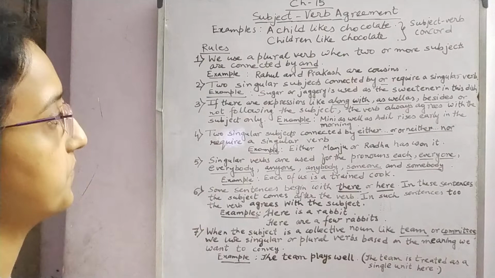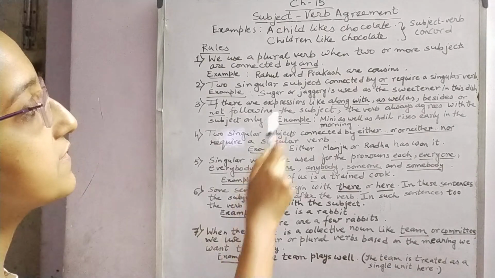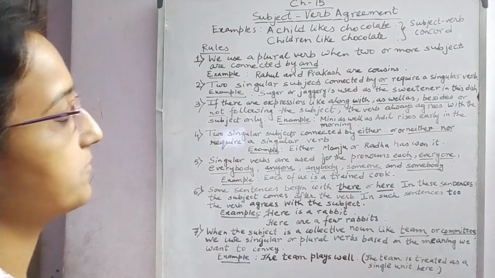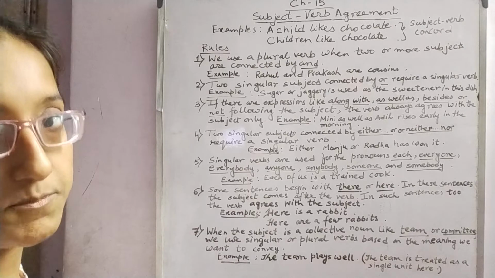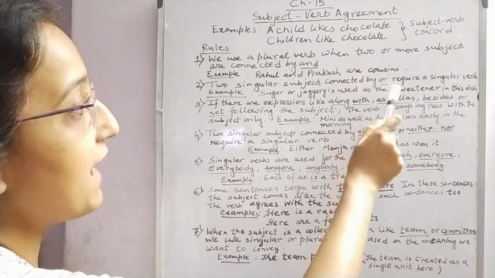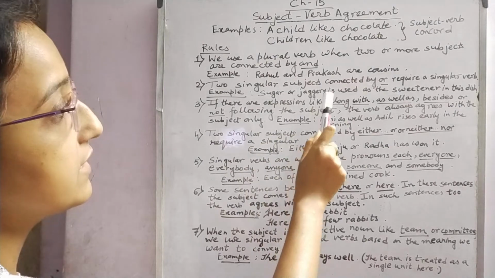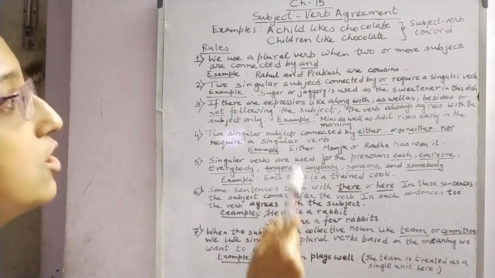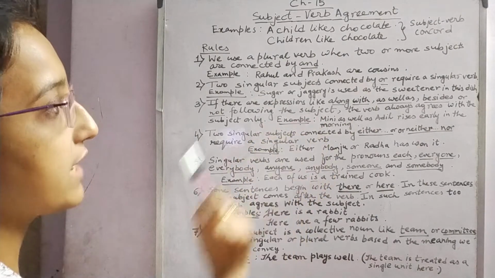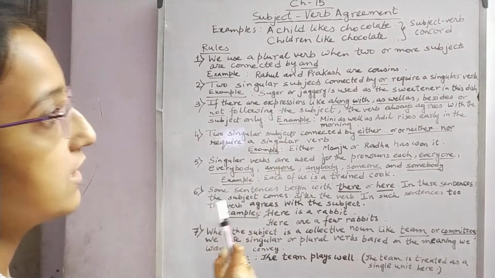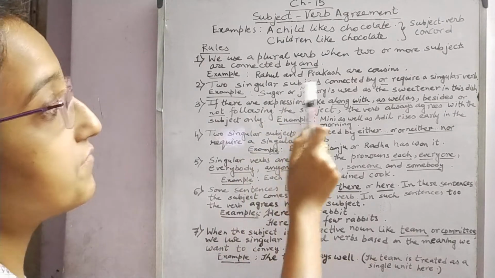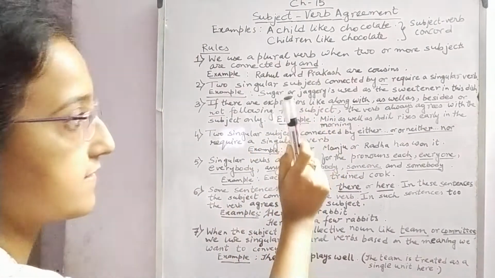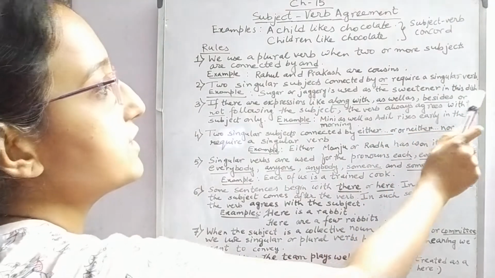Now, the second rule, two singular subjects connected by or require a singular verb. For example, sugar or jaggery is used as the sweetener in this dish. Here, the two subjects are sugar and jaggery. They are connected by or. So, in this case, the verb will be singular. Sugar or jaggery is used as the sweetener in this dish.